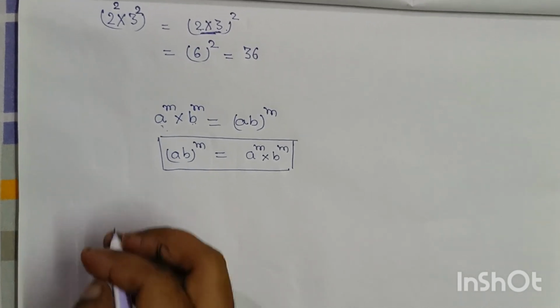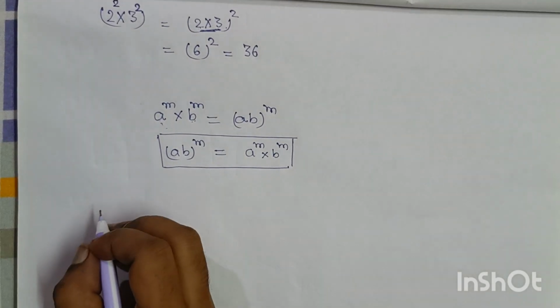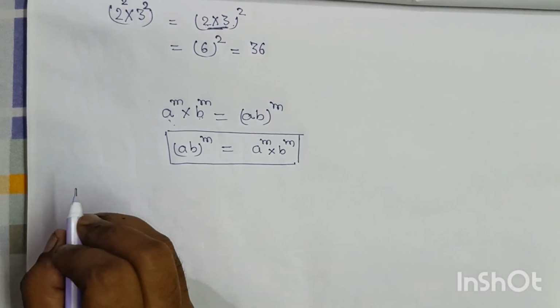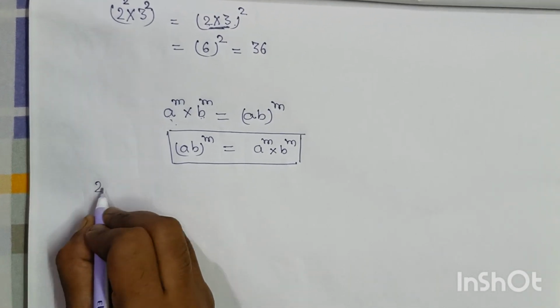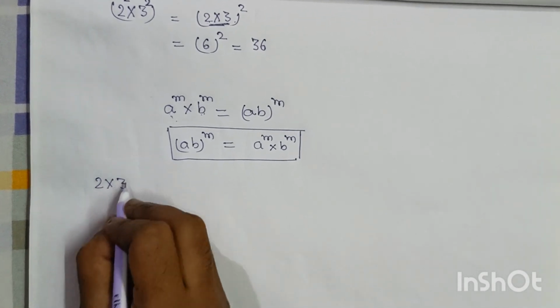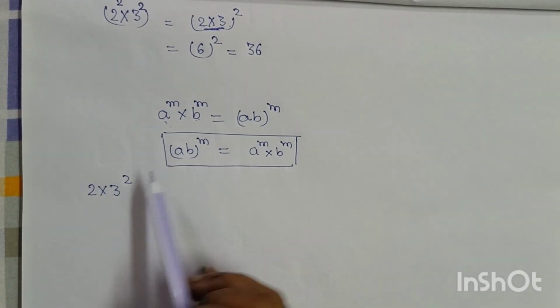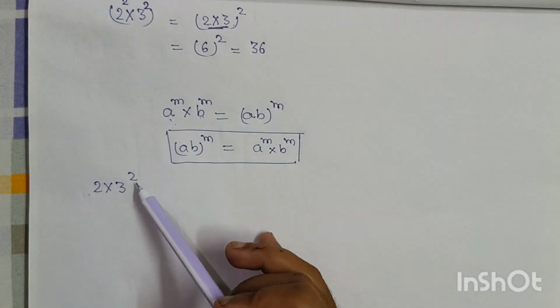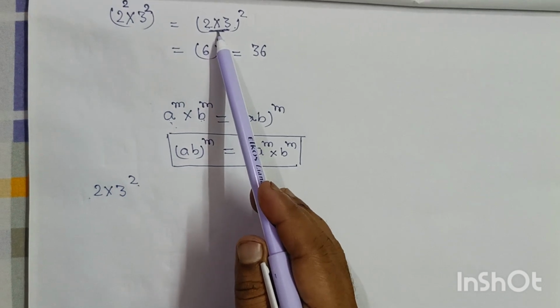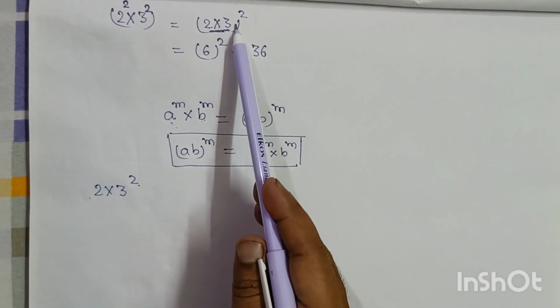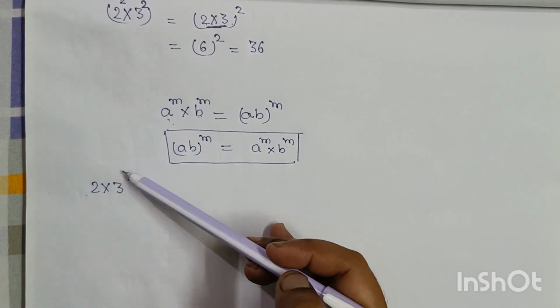Now I'm going to write another expression which sometimes looks alike. If I write it as 2 multiplied by 3 raised to the power 2, do not ever think that it is the same as 2 multiplied by 3 whole raised to the power 2. No, these two are not the same, they are different.